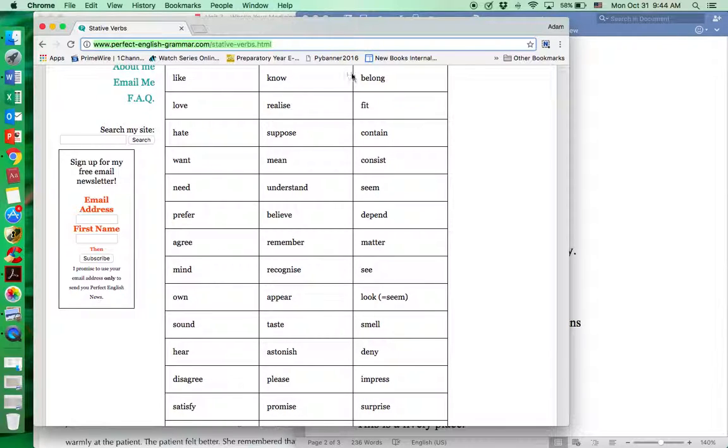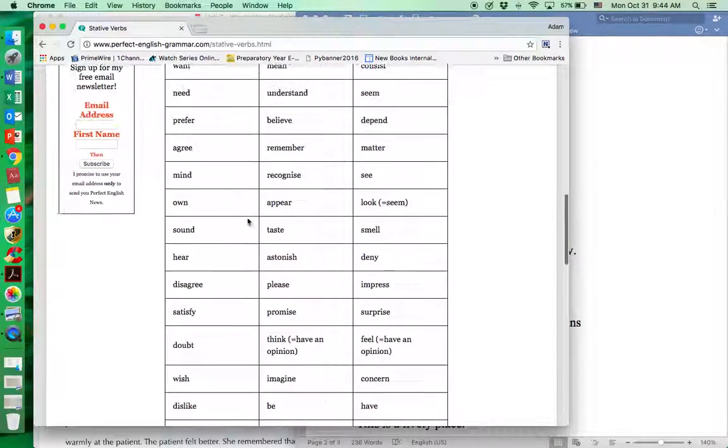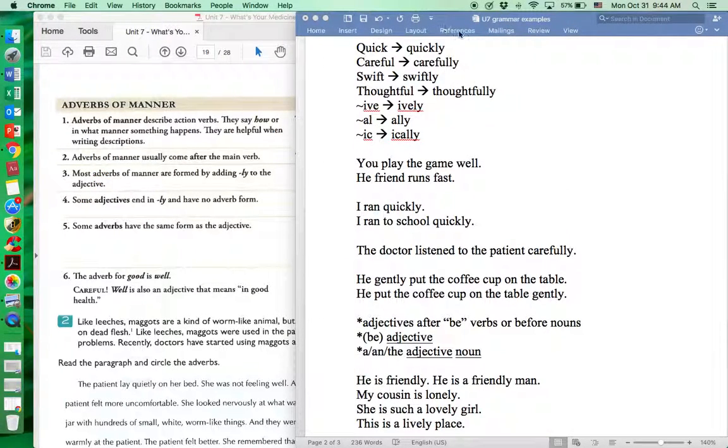Certainly like, love, know, these are things that we don't see an action with. There's an internal feeling, but it doesn't relate to an external action. There's no muscle movement. There's little chemical movement that anybody can see with the word like. So we're not going to use adverbs with these words here, among others. The most important one to remember is that we're not using adverbs with the be verb.